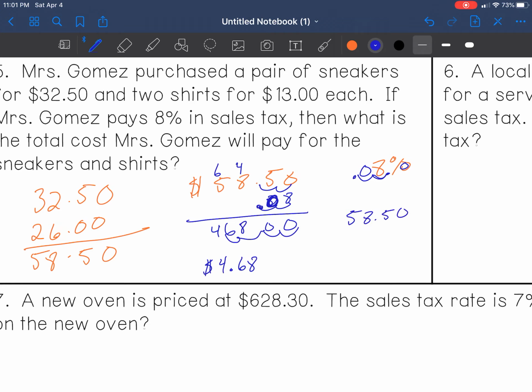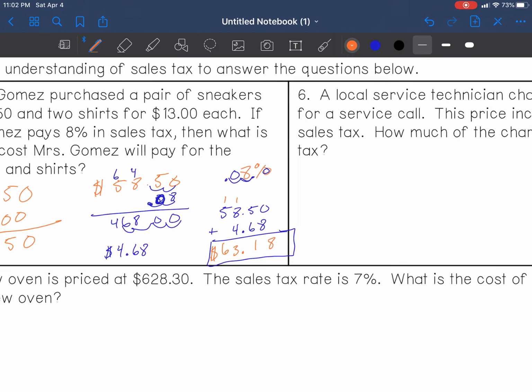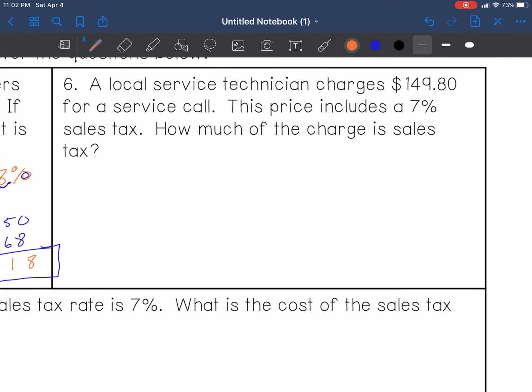So let's find out our total now. Get our subtotal, $58.50 plus $4.68. This right here is going to be our answer. 8, 5 plus 6, 11. Carry that 1, 8, 9, 10, 11, 12, 13. 5 plus 1, 6. So our total cost is $63.18. Go for number 6.